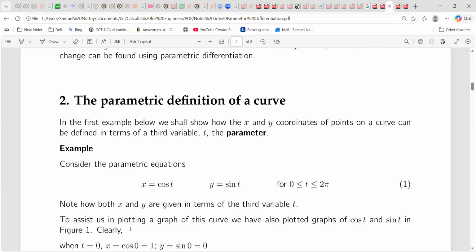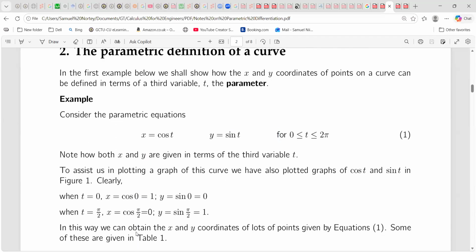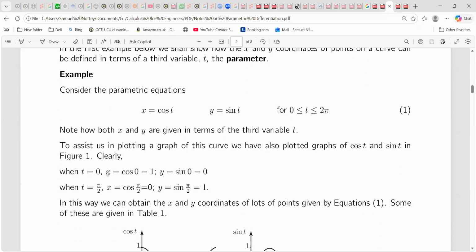First of all, if you take your time and plot these functions, you will be able to tell some of the values. When t is equal to 0, x will be equal to cos 0, which is 1, and y will be sine 0, which is 0. When t is equal to pi on 2, x will be cos of pi on 2, and sine of pi on 2 will be equal to 1. So you see that the values of both x and y are oscillating between 0 and 1.